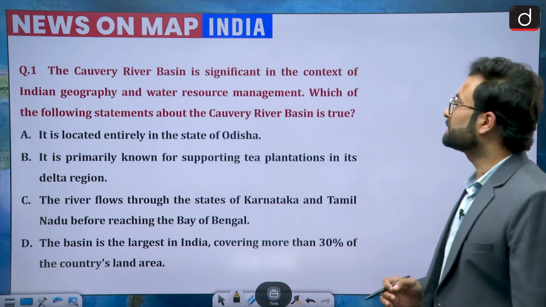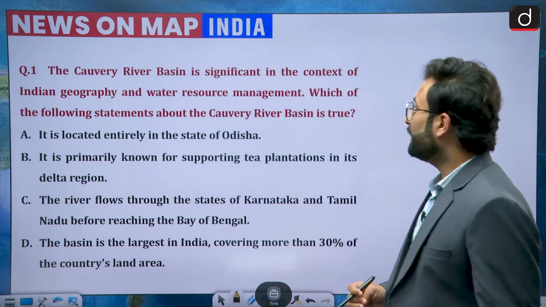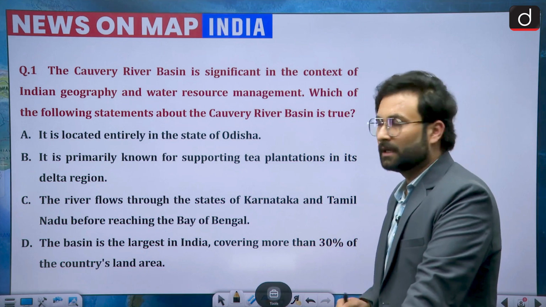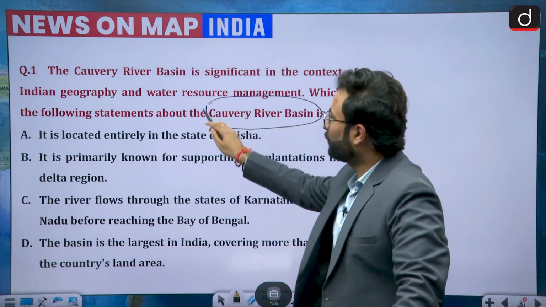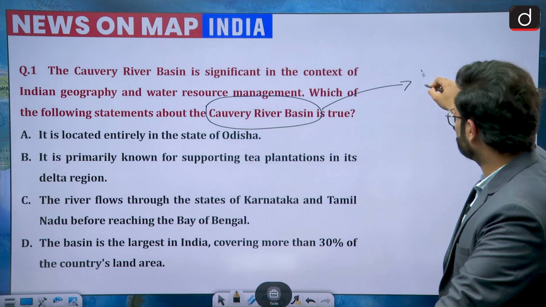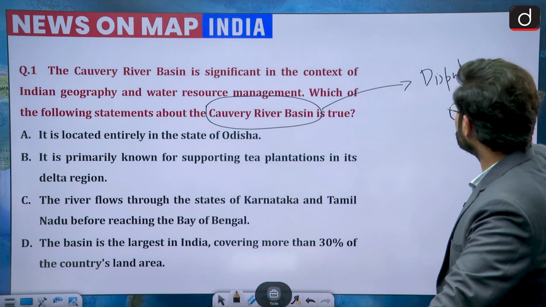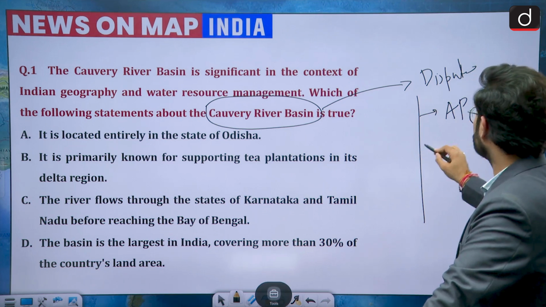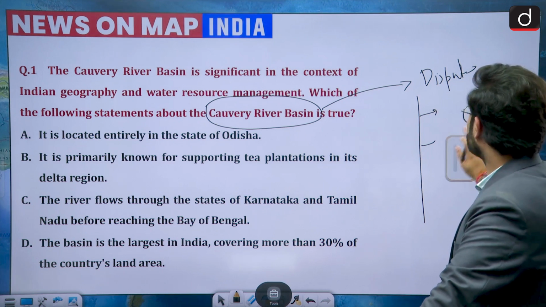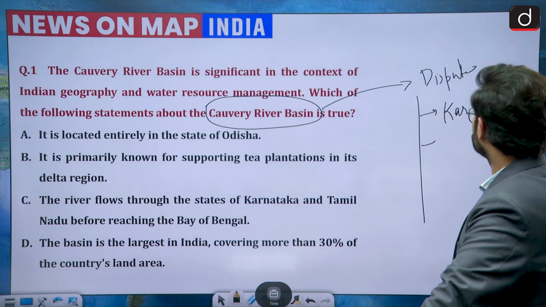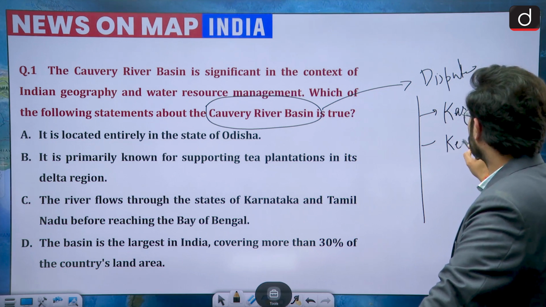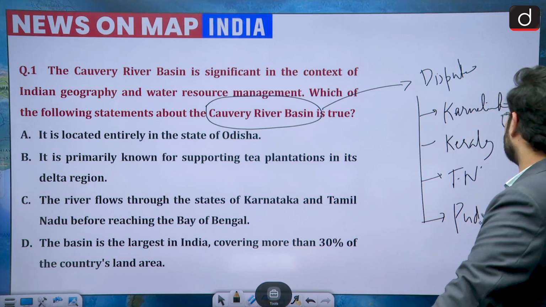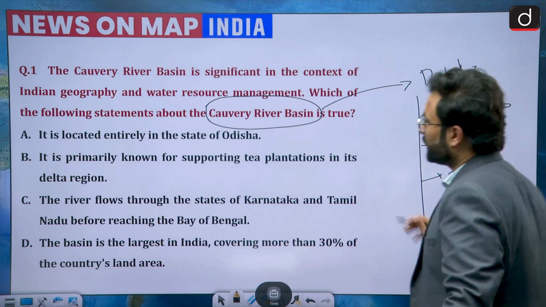Now moving toward the first question of the episode. The Cauvery river basin is significant in the context of Indian geography and water resource management. Which of the following statements about Cauvery river basin is true? Cauvery river basin has been in news for a long while. We have this dispute going on for the water sharing. It is between 3 states and 1 union territory, that is Karnataka, Kerala, Tamil Nadu and Union Territory of Puducherry. So that is why this river becomes important.